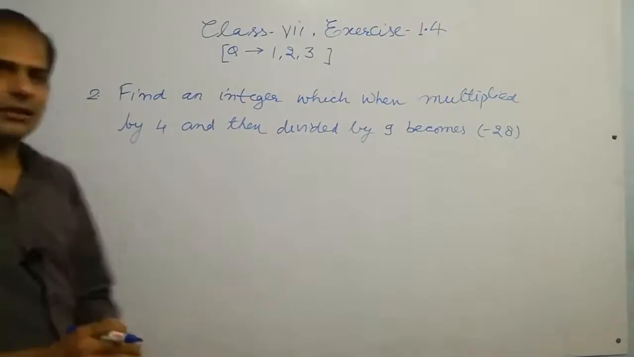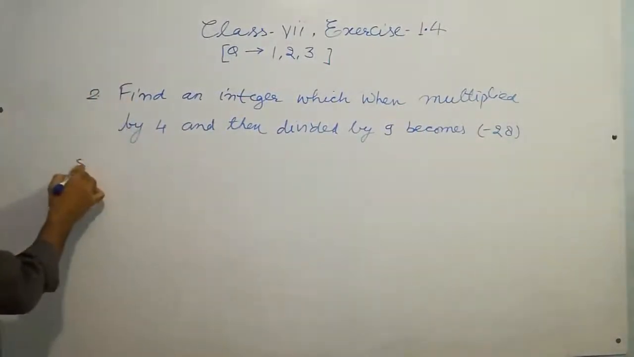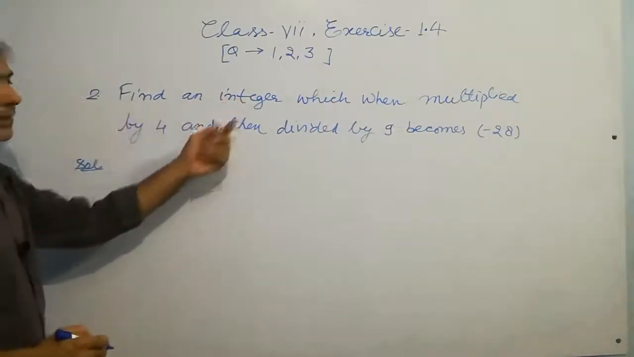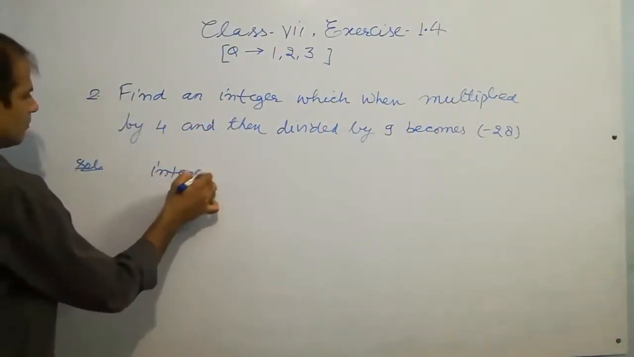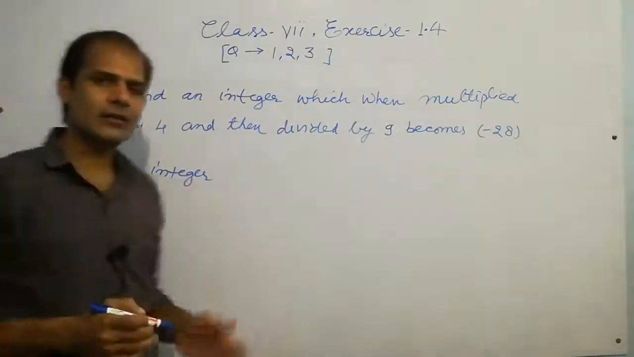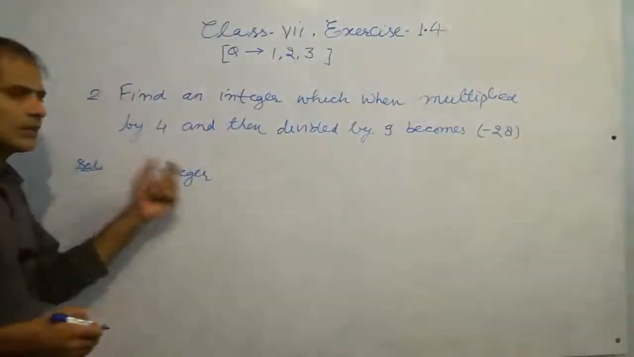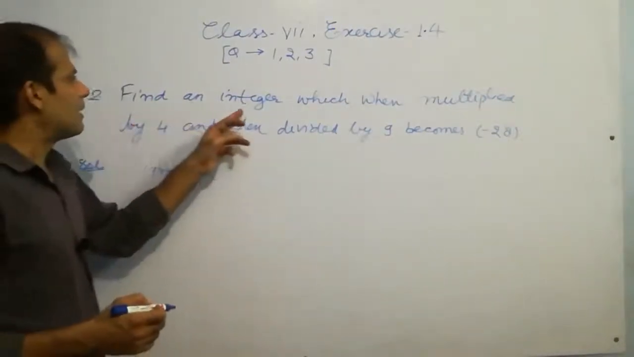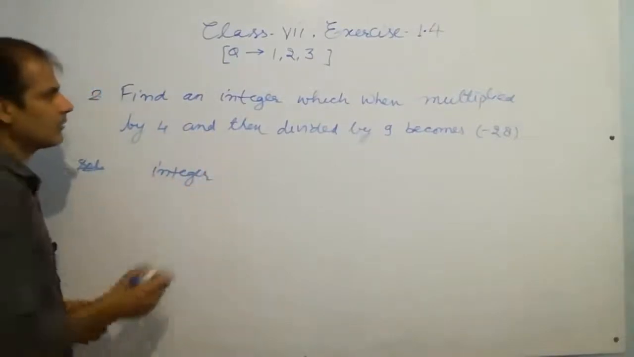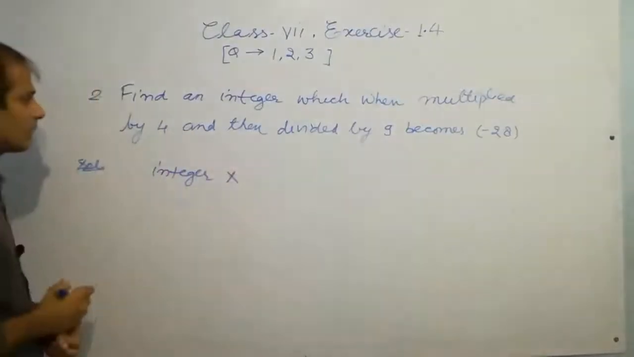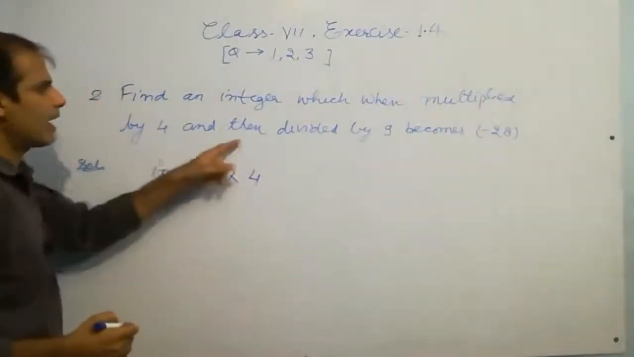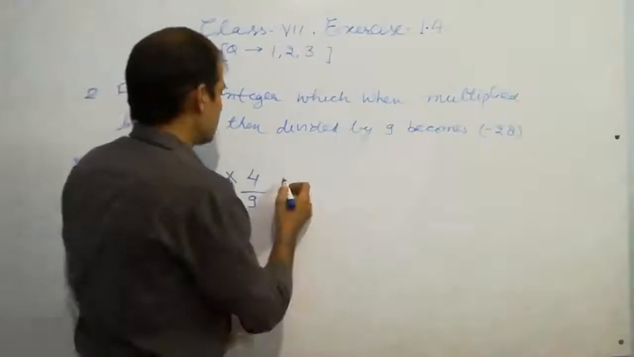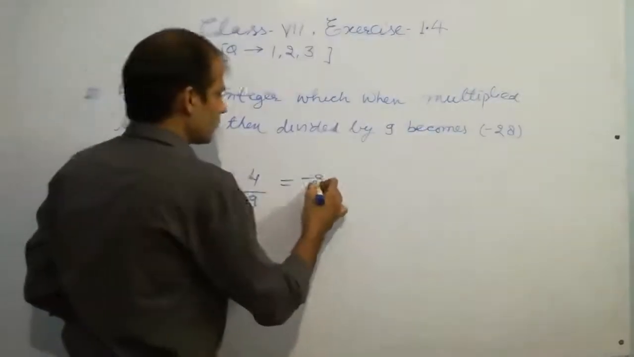Alright, this question is very interesting, students. So how to solve? Find an integer. Instead of integer you can write x. You can just write, let the integer be x. So the integer, when multiplied by 4 and then divided by 9, becomes, meaning equals, minus 28.